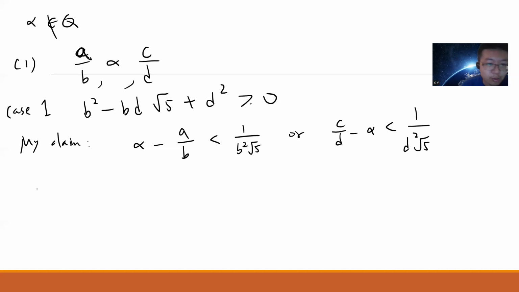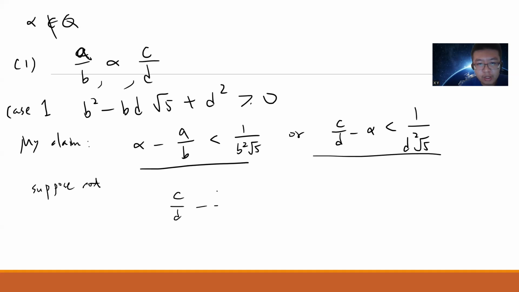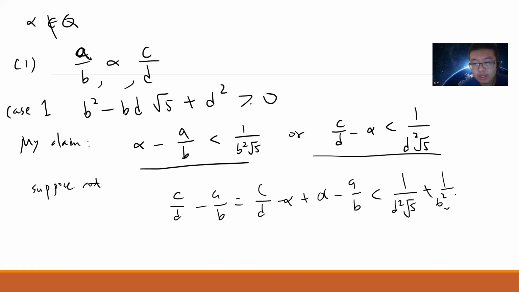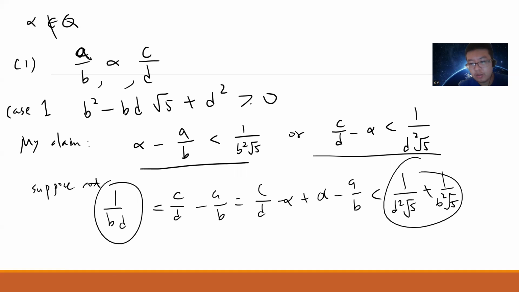The proof is very simple, right? Suppose not. Suppose not means that these two are false. That means that if you add, you can write c/d − a/b as (c/d − α) + (α − a/b), which is at least 1/(d²√5) + 1/(b²√5). And using the property I mentioned, this is always 1/(bd). So you get 1/(bd) ≥ 1/√5 (1/d² + 1/b²).